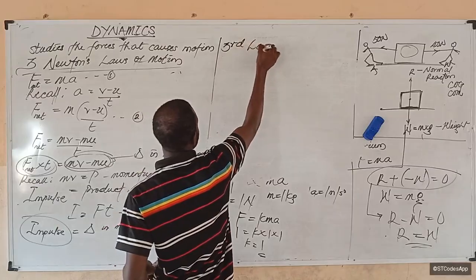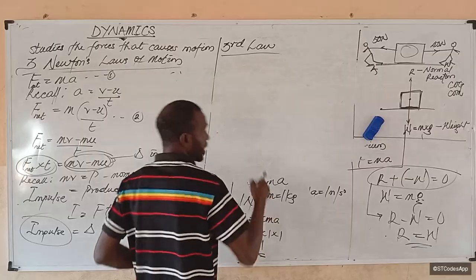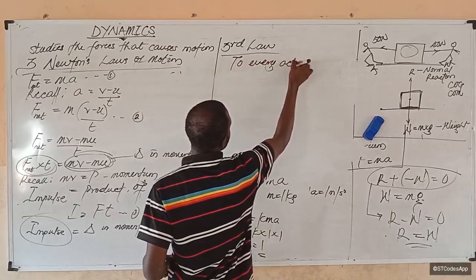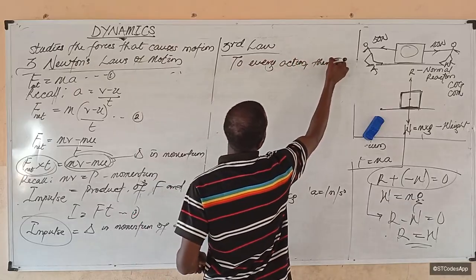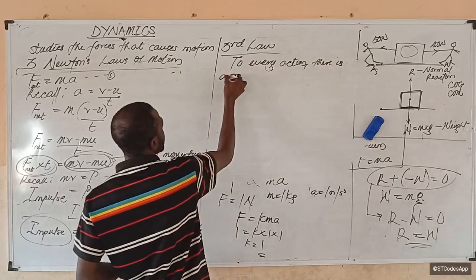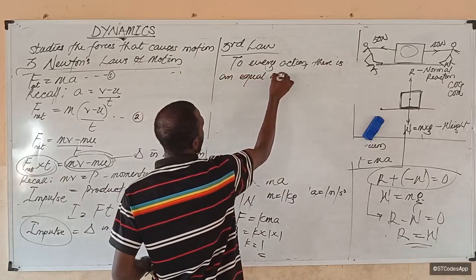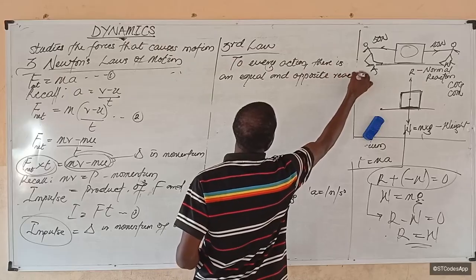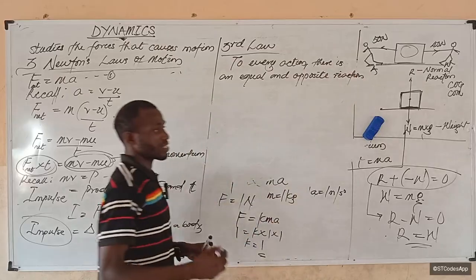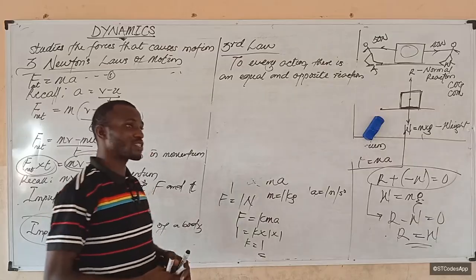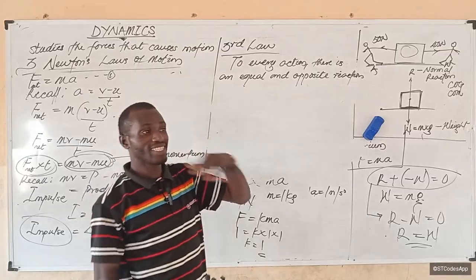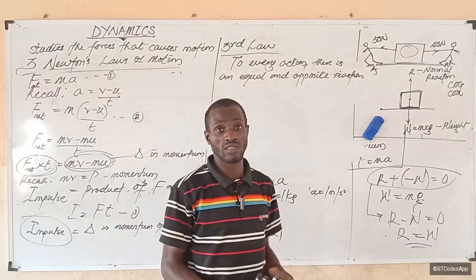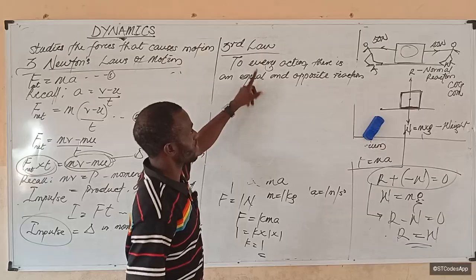Now, the third law is very simple. The third law simply says that to every action, there is an equal and opposite reaction. Okay, someone even said that Newton's laws of motion, especially the third one, the first law, and Lenz's law are some of the most human laws in physics. Yes, what do they mean by most human laws?